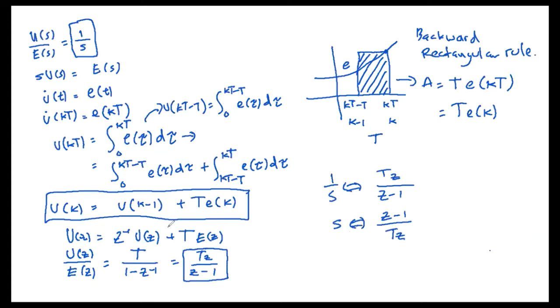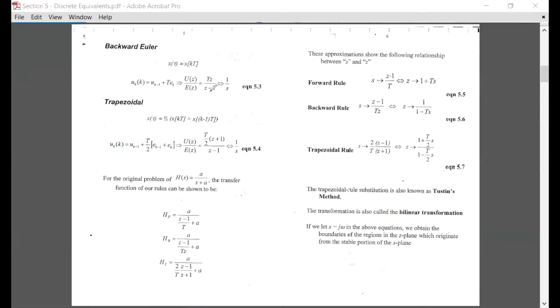So to get from the continuous domain u of s over e of s to the discrete or digital domain u of z over e of z, we can substitute in place of s, z minus 1 over t z, and that will give us the continuous system in discrete form. And if we go back to our notes, we can see that 1 over s is equivalent to tz over z minus 1.